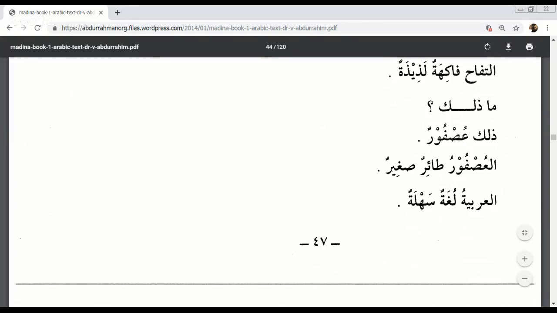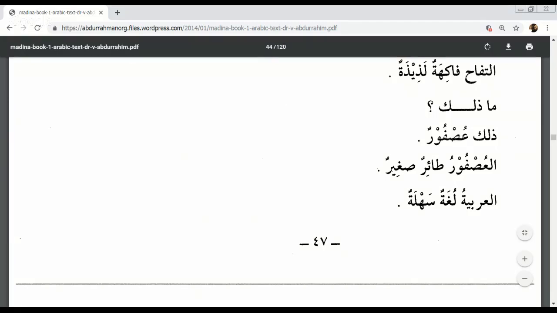العصفور طائر صغير. Good. So a sparrow, طائر is a bird. The sparrow is a small bird. Exactly. The sparrow is a small bird. Good. And the last line.